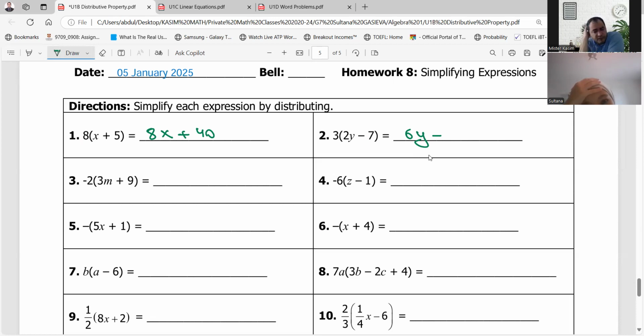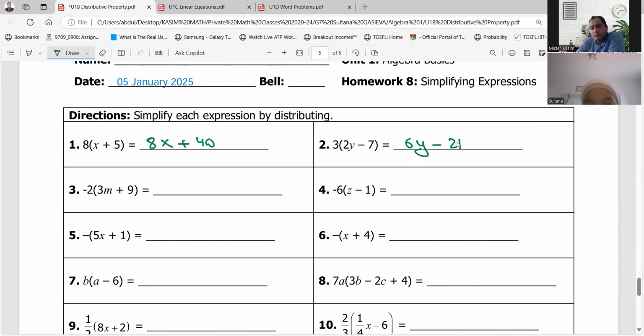So you forgot everything, Sultana. That's how you do it? Why 6y? Here we have 3. 3 times 2y is 6y. 3 times 7 is 21. You really forgot everything?